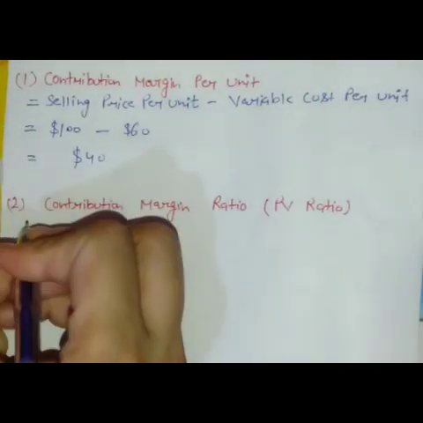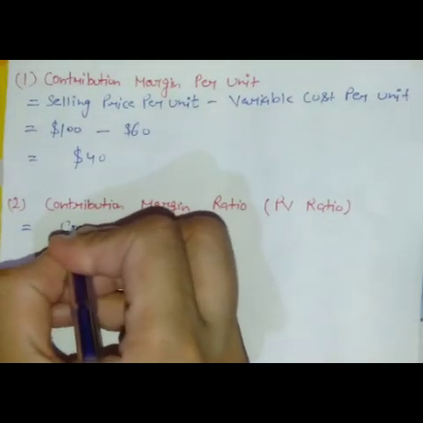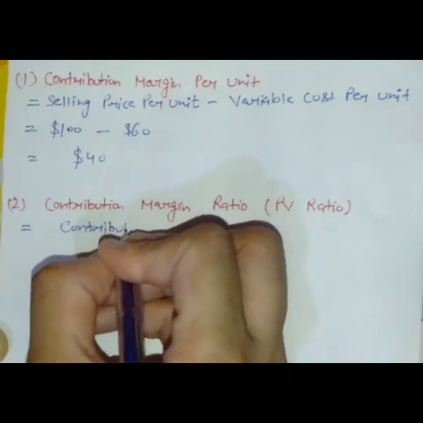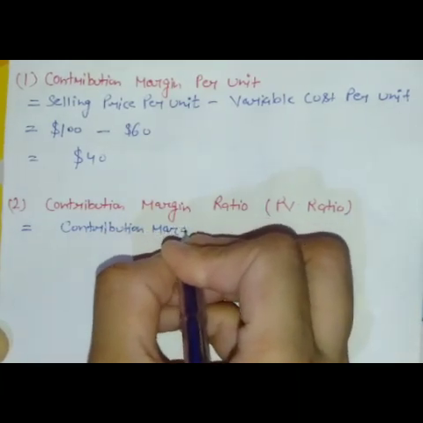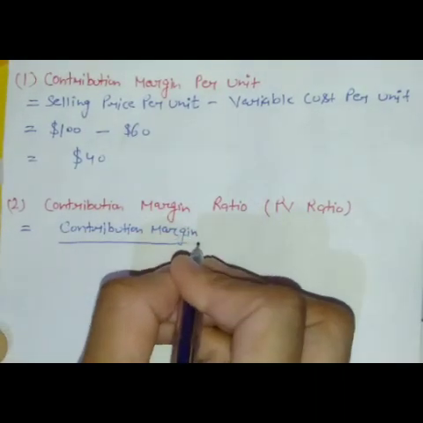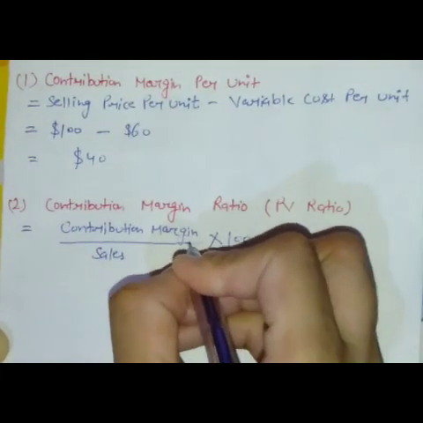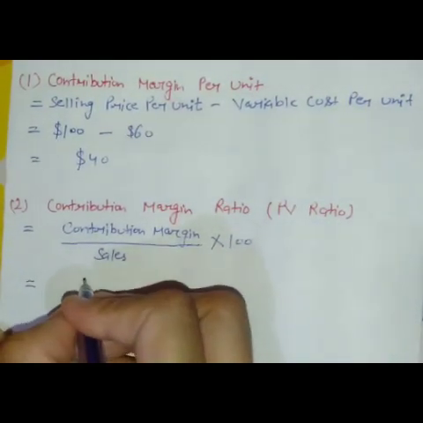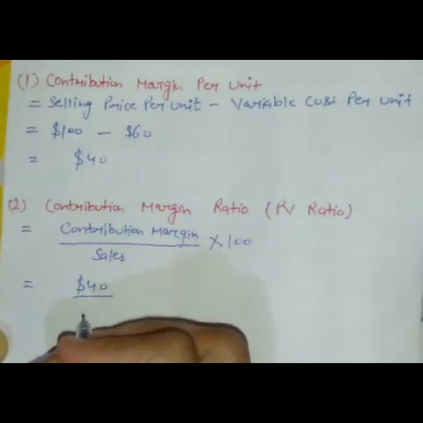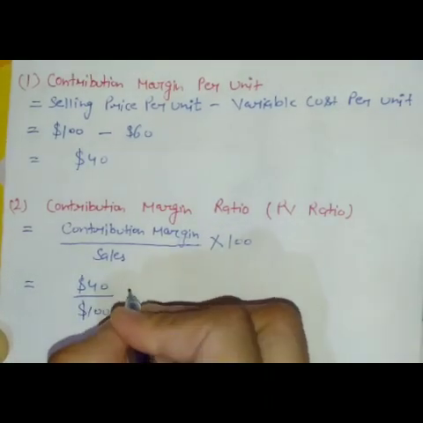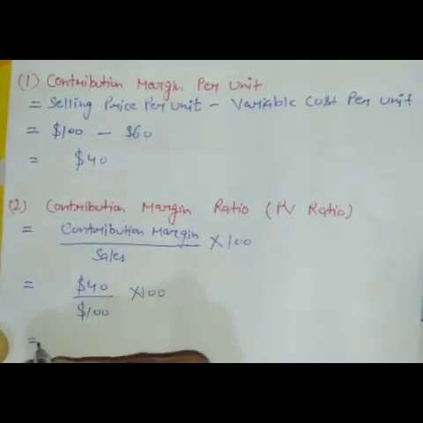Next, we will calculate contribution margin ratio. It is also known as PV ratio. The formula of contribution margin ratio is contribution margin upon sales. It shows the percentage of revenue available to cover fixed cost and profit. Contribution margin is $40, sales price is $100. Therefore, the contribution margin ratio or PV ratio is 40%.